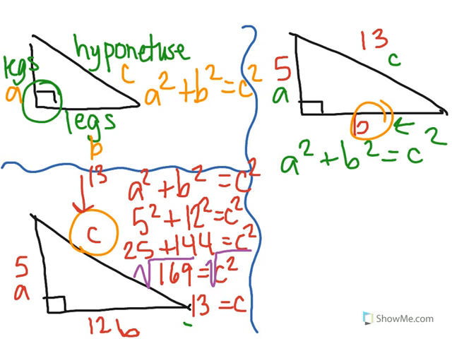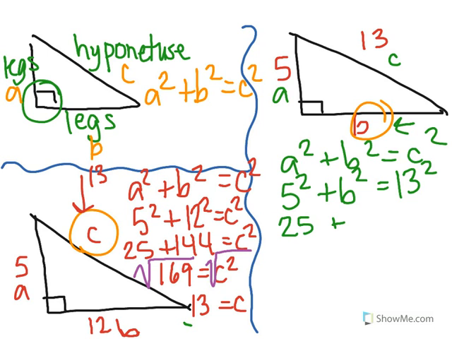So let's go back and fill in the information that we know. A is 5, so 5 squared. I don't know B squared yet, so I'll leave it as B squared, is equal to, C is equal to 13, so 13 squared. Now I've got 5 squared is 25, plus B squared, can't do anything with that yet, is equal to 169. Now we've got one extra step here.